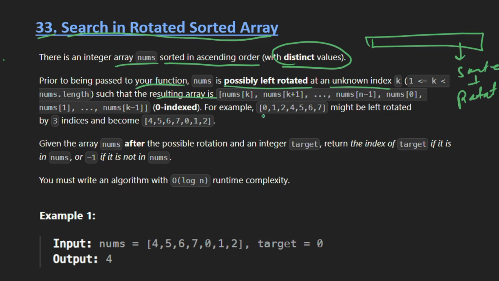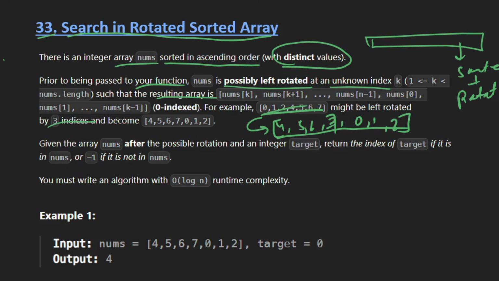So let's see an example. Suppose this is our initial array and then it may be rotated in the left direction. Suppose we rotate left by three indexes, then it will become 4 5 6 7 and then 0 1 and 2. So our original array was this, but after rotation at index number 3 it has become 4 5 6 7. So this array will be passed to our function, right?